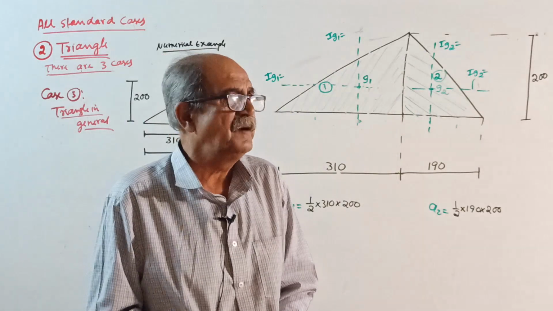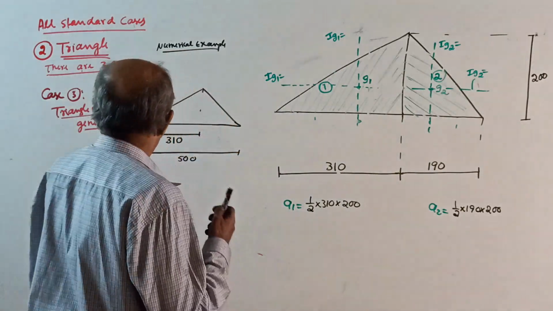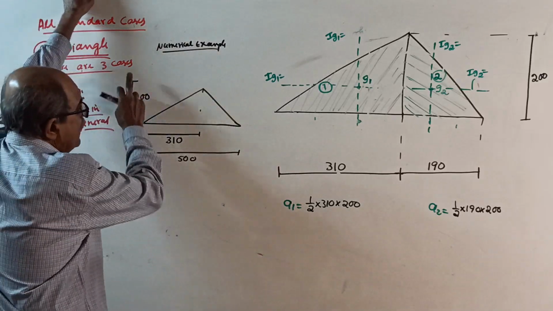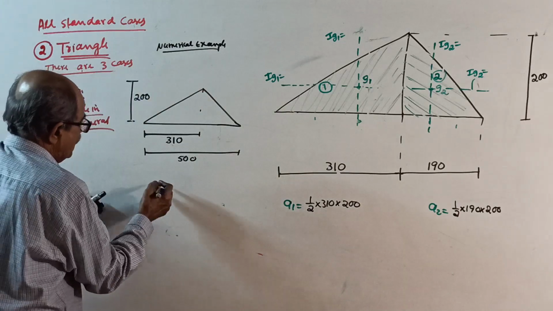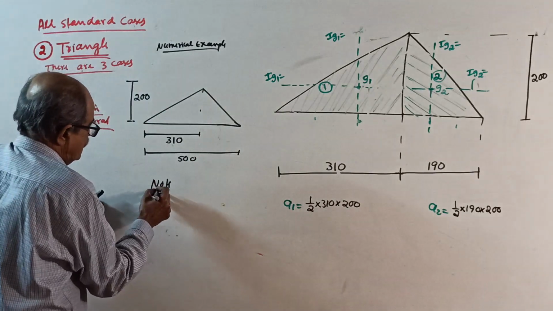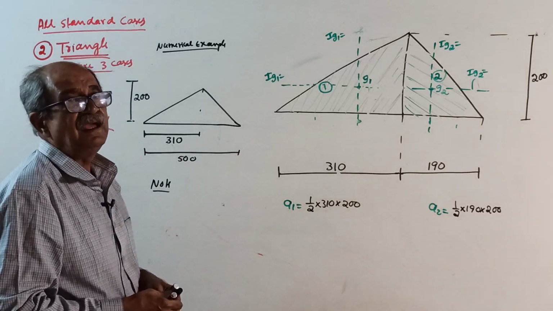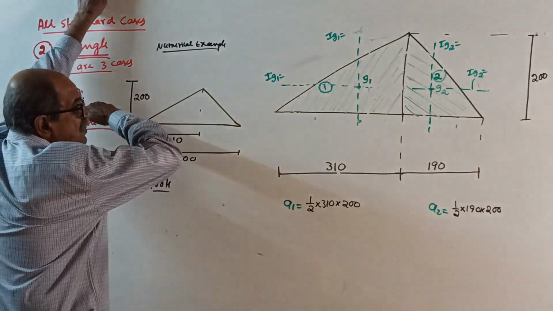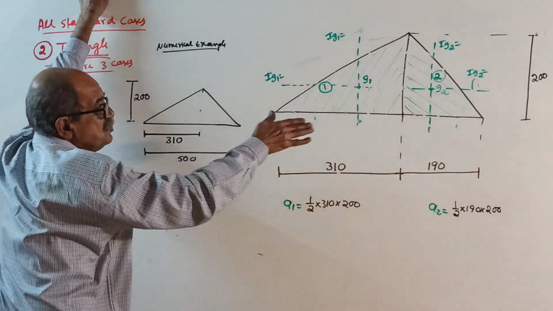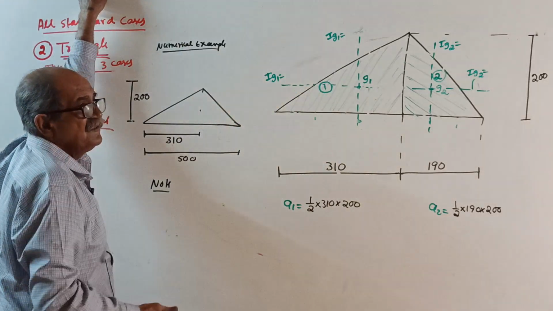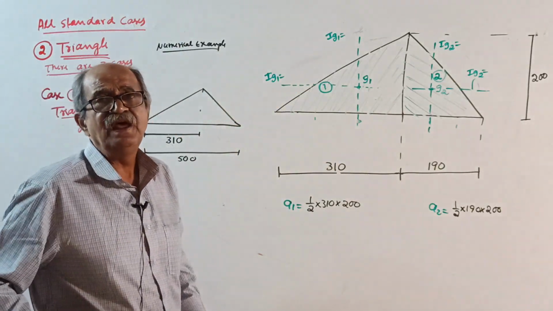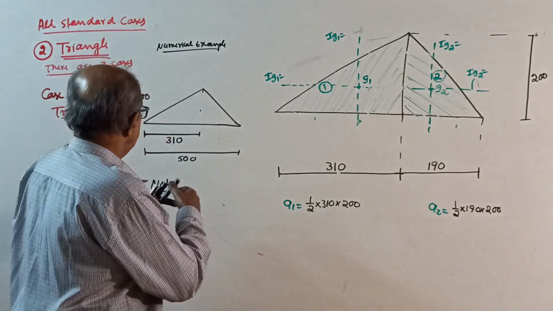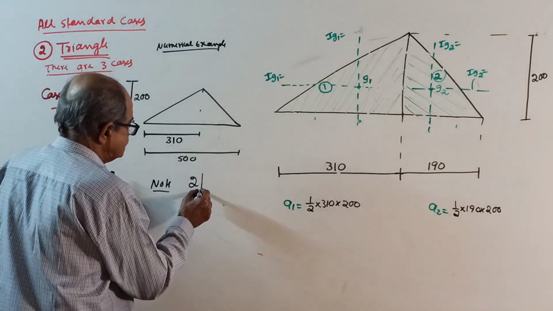Now numerical example, two examples I will take up. First one, 500, 310, 200 height. Make a note here. This is a triangle in general. If you want I about the horizontal axis passing through the centroid, there is no problem. For the vertical axis passing through the centroid, the difficulty is there, no standard formula. So to avoid confusion, it is better to divide into two parts.